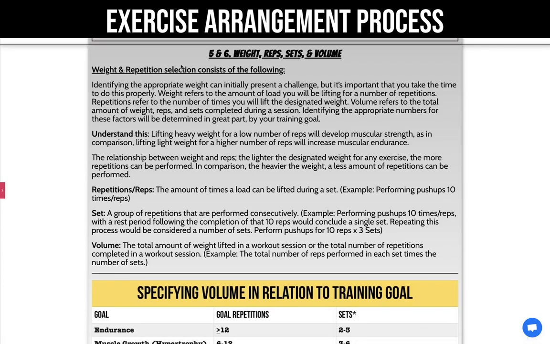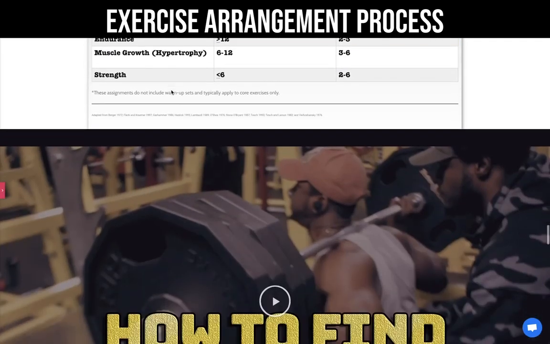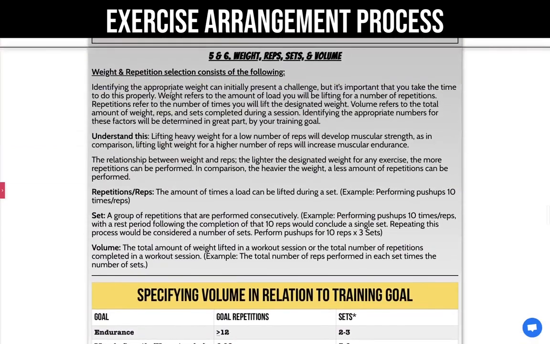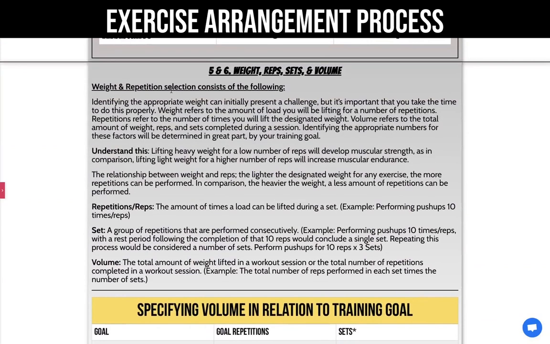So weight and repetition selection consists of the following. Identifying appropriate weight can initially present a challenge, but it's important that you take the time to do this properly. And I'm going to tell you right now, there is a video below that does help. I'm just going to scroll down, how to find your maximum rep, your RM, and that will allow you to understand how much weight you should be pushing for your specific goal.